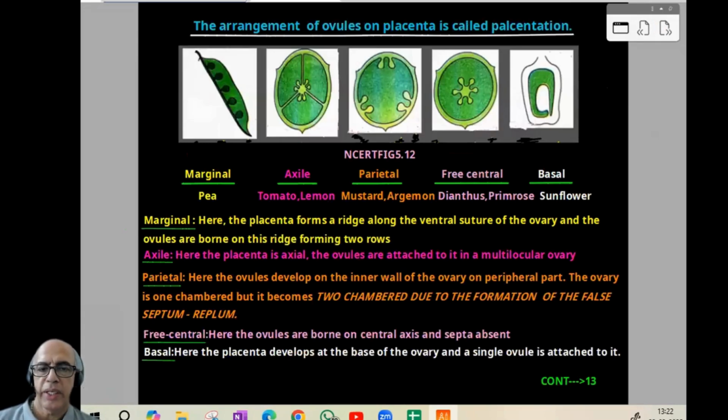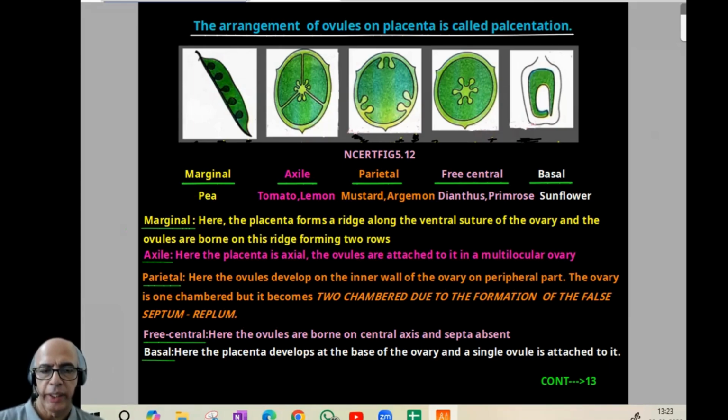This is the present NCERT diagram. It is a popular question in morphology, and several areas are there for theory questions and maths. So 5 types we have to study. In the new NCERT picture: marginal, axial, parietal, free central, basal. Each diagram's name is given, with the type of placentation and examples, so it will be easy for you. After that, I explained it. Marginal: here, the placenta forms a ridge along the ventral suture of the ovary, and the ovules are borne on this ridge, forming 2 rows. Marginal.